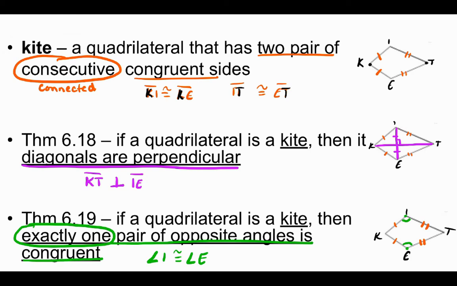Also, for a kite, it will have exactly one pair of opposite angles congruent, and that happens to be the angle formed by the non-congruent sides. So where my short side and my long side meet creates an angle, and it's congruent to the one opposite.